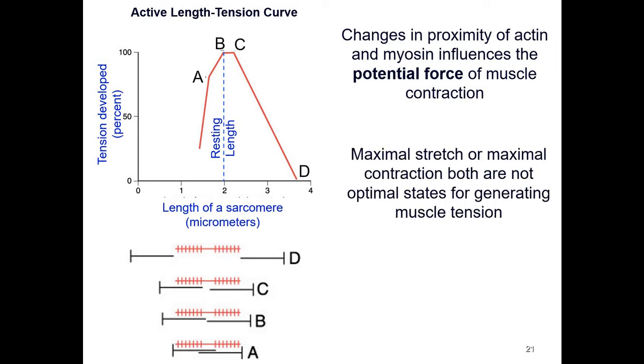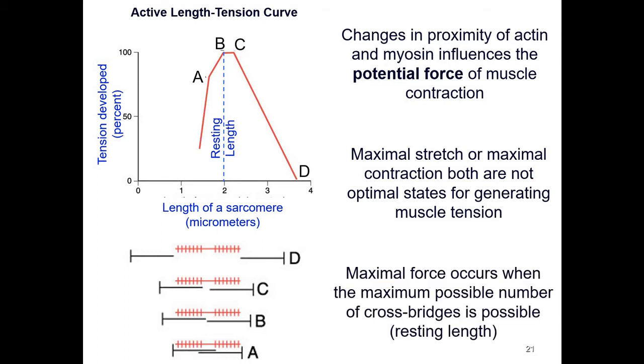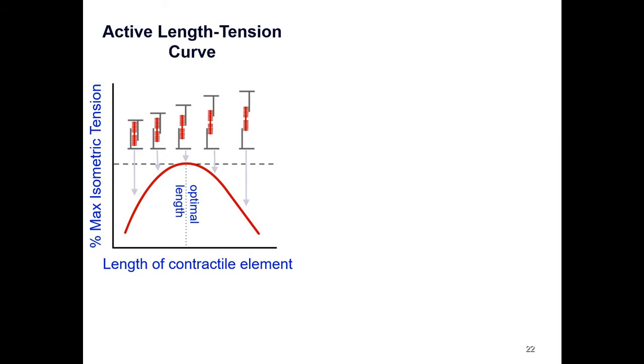Maximal stretch or maximal contraction both are not optimal states for generating muscle tension. Maximal force occurs when the maximum number of possible cross bridges are possible, and this occurs at the resting length of the muscle. Let's go through this one more time, this time with a graph of the length of a muscle on the x-axis and the isometric tension generated by that muscle on the y-axis.